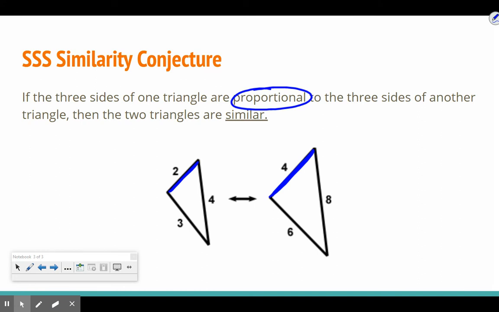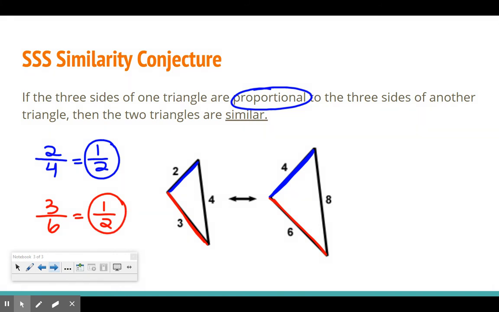So I will just start with this side here, and I'd want to find its scale factor. So I'd reduce it to 1/2. I'd check this side here and this side here. 3/6 also reduces to 1/2. So they have the same proportion so far, same scale factor. And then we have side 4 and side 8. So 4/8 also reduces to 1/2. So they are proportional to each other. Notice I did not put congruent markings on there. They are just proportional. So these 2 are similar.